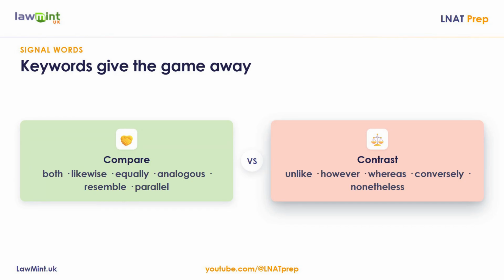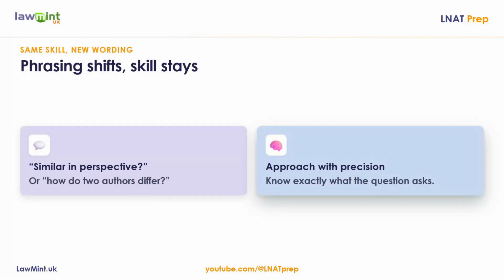For comparison questions, look out for signaling keywords in the text. Words like both, likewise, correspondingly, equally, analogous, resemble, and parallel are strong indicators that you need to find similarities. On the other hand, contrast questions have their own set of keywords. Watch for unlike, however, whereas, conversely, nonetheless, and on the other hand. These clearly signal that you should be hunting for differences.